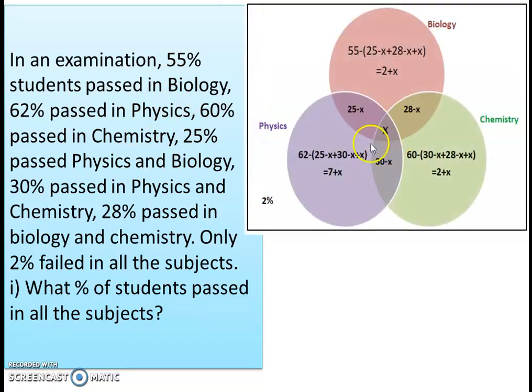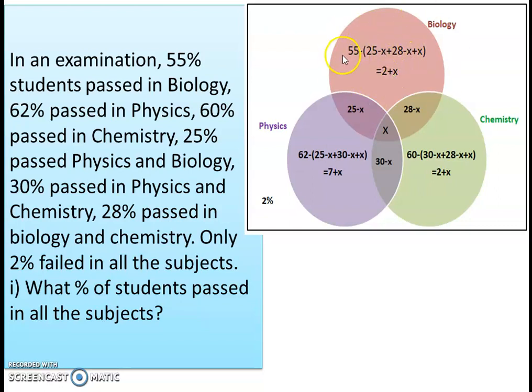So here X represents the percentage of students who passed in all the subjects. We need to calculate the value of X. This overlapping part is given as 28%. So when we subtract X from 28, this part we can calculate. Now this part, biology and physics, is given as 25%. So when we subtract X from 25, we can calculate biology and physics, not chemistry. And when we subtract X from 30, it will give us the percentage of students who passed in physics and chemistry, not biology. In similar fashion, we can fill this particular part.